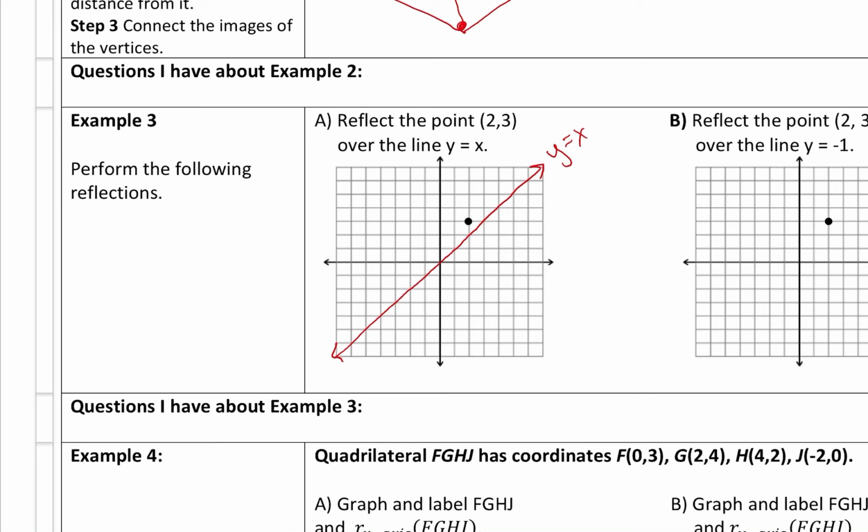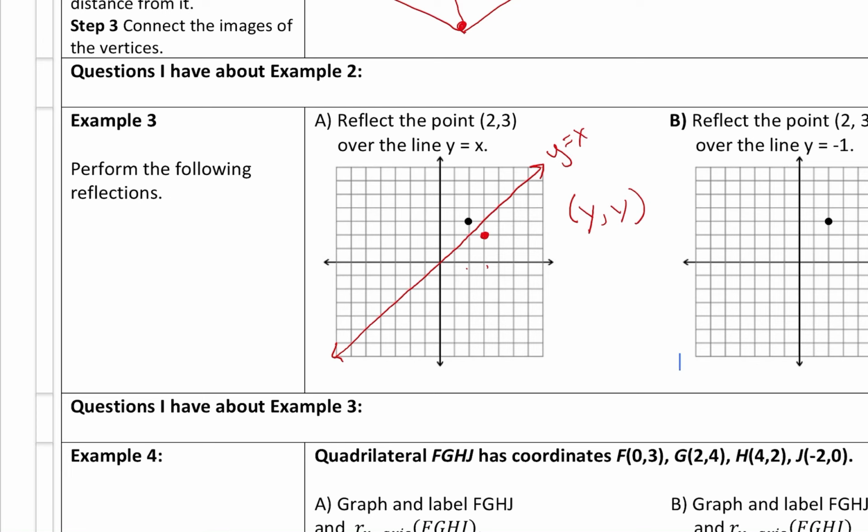So all I have to do is remember that for this particular reflection, I switch my x and my y. So if I have 2, 3, I'm going to graph 3, 2, which is right here.